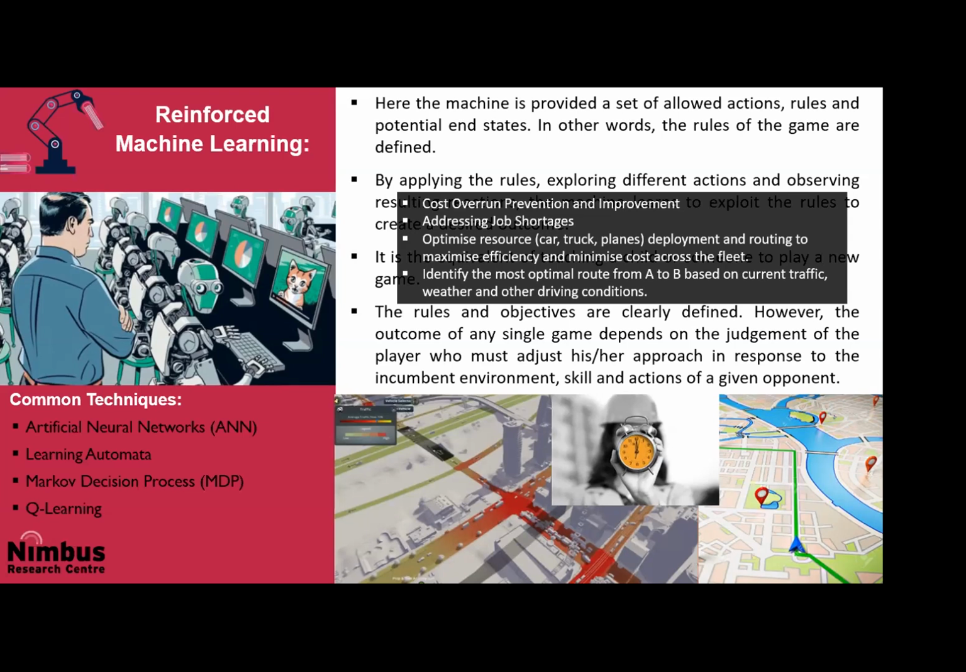So to try and make it a bit more tangible in engineering terms, these algorithms find use in cost overrun prevention and improvement, or addressing job shortages. Additionally, they find use in optimizing resources, by optimizing car, truck, and plane deployments and routing to maximize efficiency and minimize overall cost for a particular transport fleet. Reinforcement methods can also be used in GPS navigation systems to identify the most optimal route from A to B based on current traffic, weather, and other driving conditions.